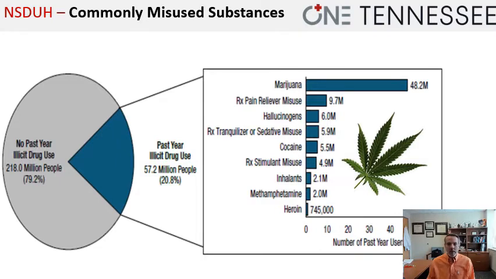You can also see a close second, well, not a close second, but second on the list is prescription pain reliever misuse. And we talk a lot about heroin and those type drugs when we're talking about opioid use disorder and fatal overdoses. But if you look, it's at the bottom of this list. That could be because there's a lot of stigma associated with freely reporting that. But if you just take the survey at its face value, the most commonly misused substance is marijuana.